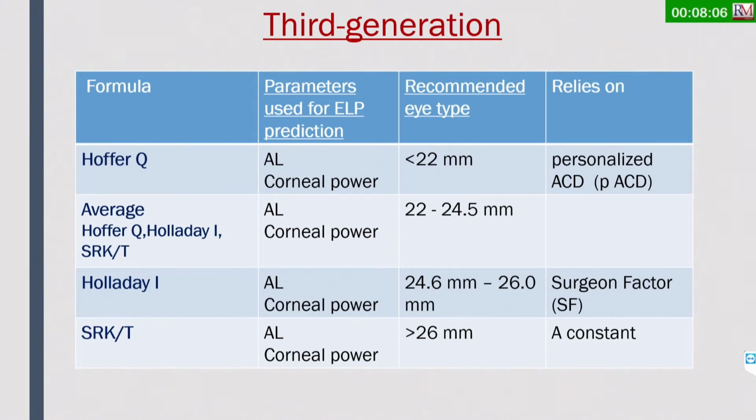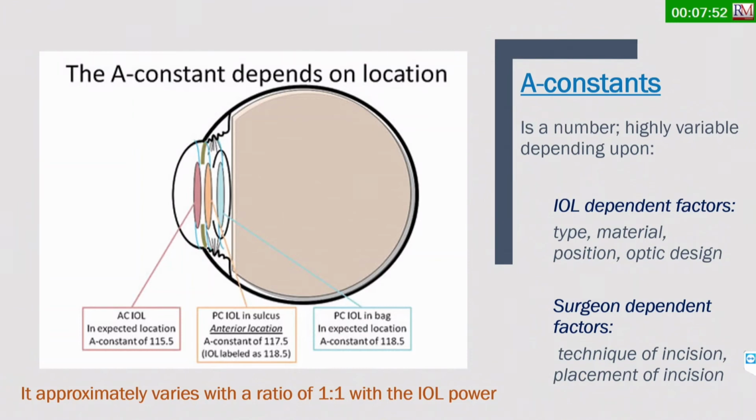And each one of these formulas, to get this effective lens position, relies on a certain constant. The Hoffer Q relies on personalized anterior chamber depth, the Holladay on surgeon factor, and SRK/T on A constant. So what is the A constant? A constant is a number highly variable depending upon IOL-dependent factors like the type, material, position, and optical design.